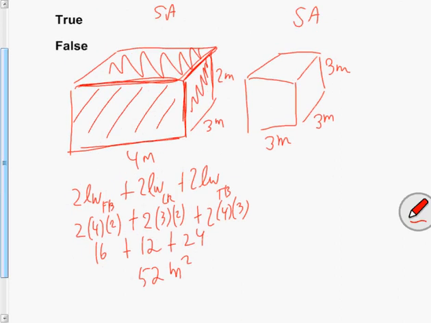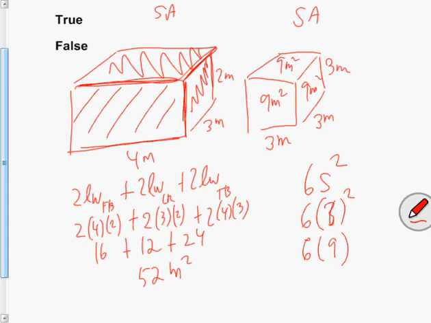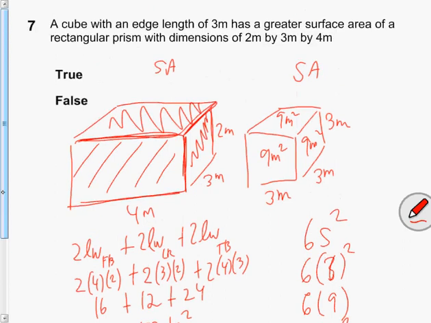If I look at my cube, I have 6 faces, and each face is a square, which means it's 6 side squared, or 6 faces that each have a 3 squared area, or 6 faces that have a 9 square meter area. There are 6 of them that are 9 square meters, which means the total surface area of that cube is 54 meters squared, which means the cube does have a greater surface area, and therefore the statement is true.